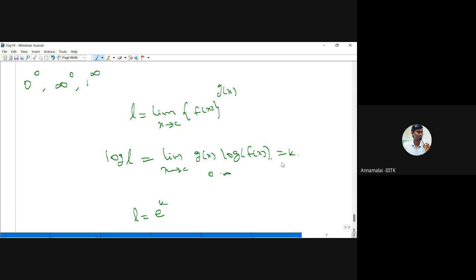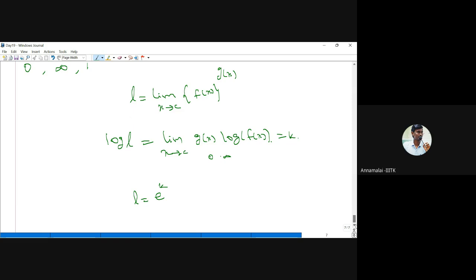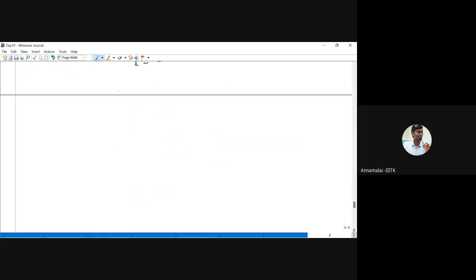Maybe we will discuss one example of this form. Suppose x power x. Exercise: find the limit as x goes to 0 of x power x. So this also is of the form 0 power 0, right? Therefore we call the limit L. Okay, now take log on both sides. Therefore log L equals the limit as x goes to 0 of x into log x.